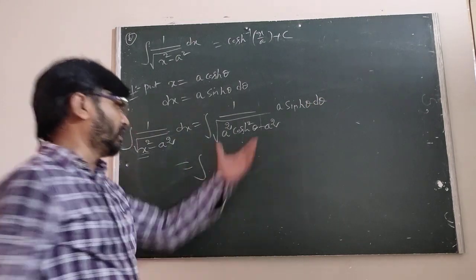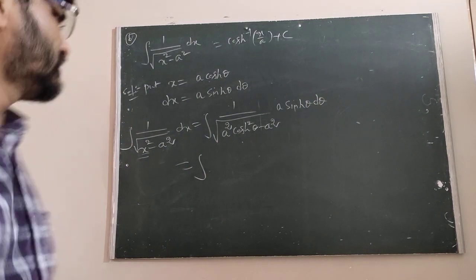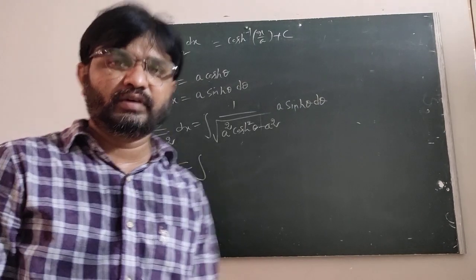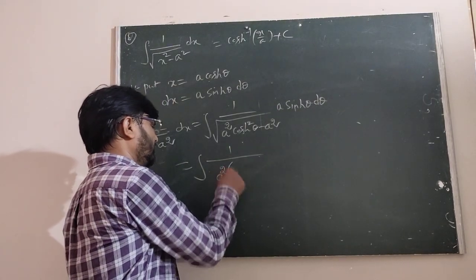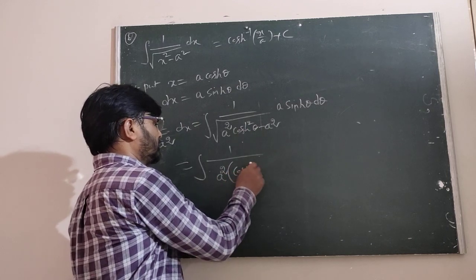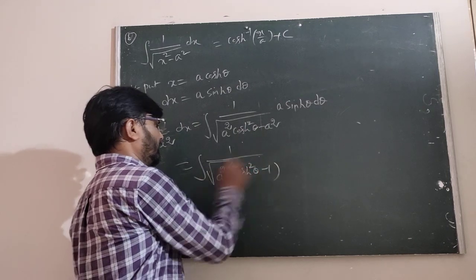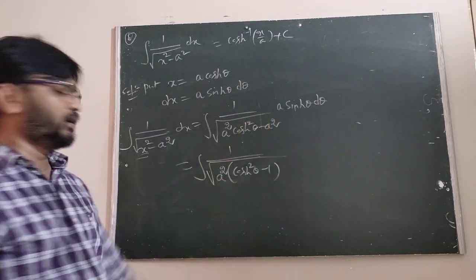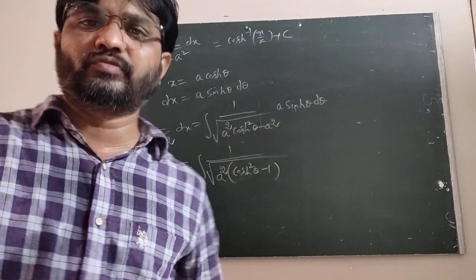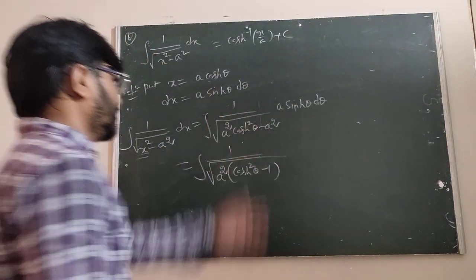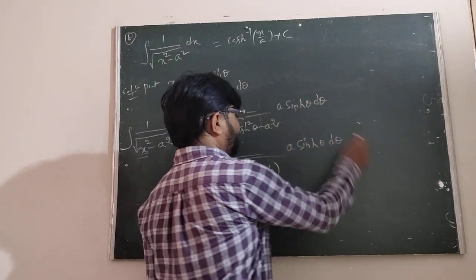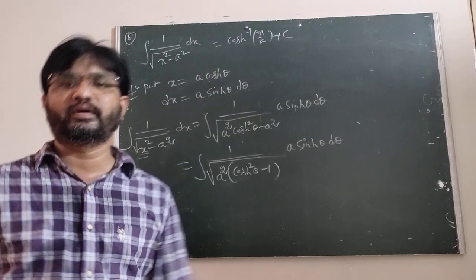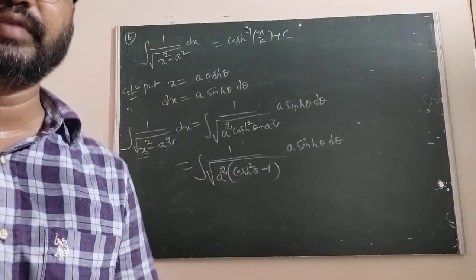Now we look at the denominator. In that, a square is common. So 1 upon a square is common, and the remaining is cosh square theta minus 1 under root. But here there is a sinh theta d theta in the numerator. We know that cosh square theta minus 1 is sinh square theta.